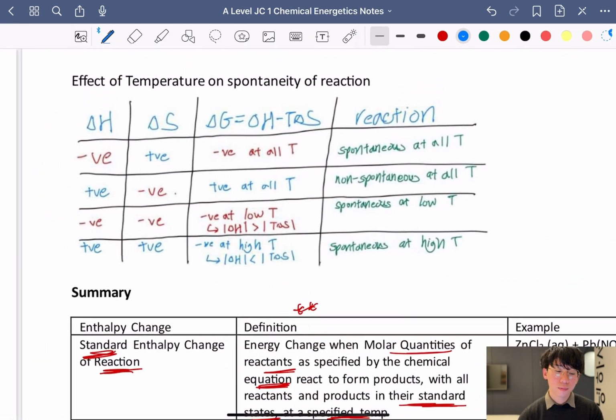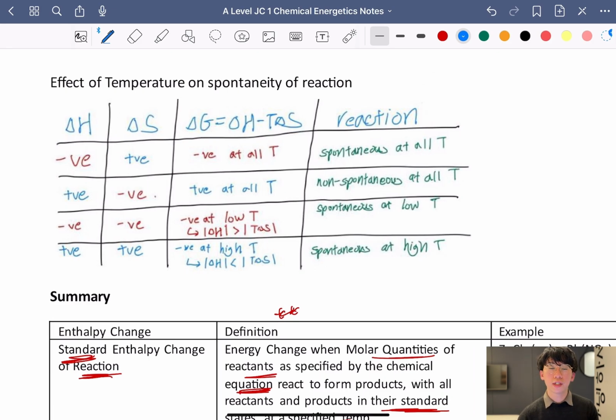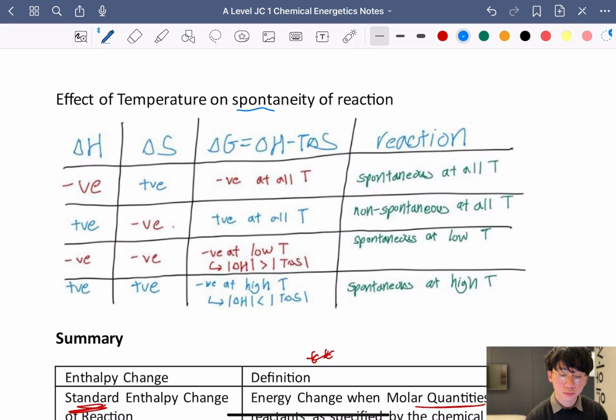And lastly, for this topic, I want to tell you about the effect of temperature on the spontaneity of my reaction. So usually, you would have to predict the sign of delta G with regards to the delta H, the delta S, and the temperature of the experiment. So here are a few permutations of my delta H and my delta S. For example, if my delta H is negative, but my delta S is positive, right? This means my delta G is negative at all temperatures. You can see that from this over here.